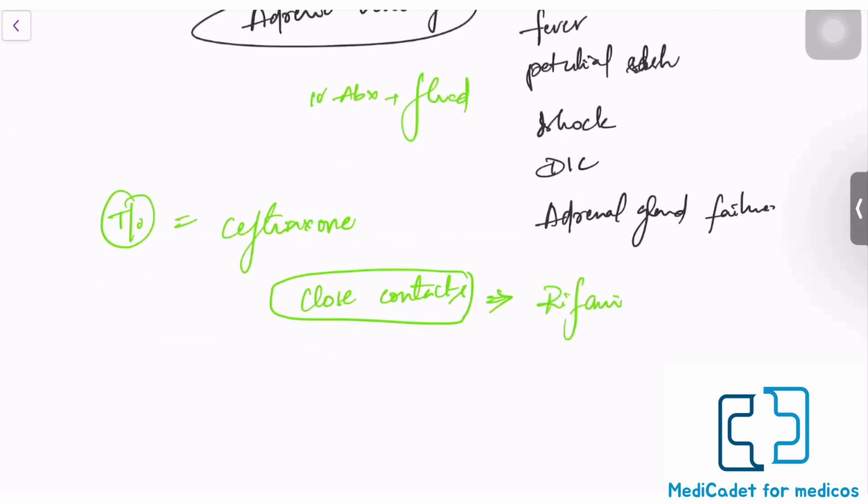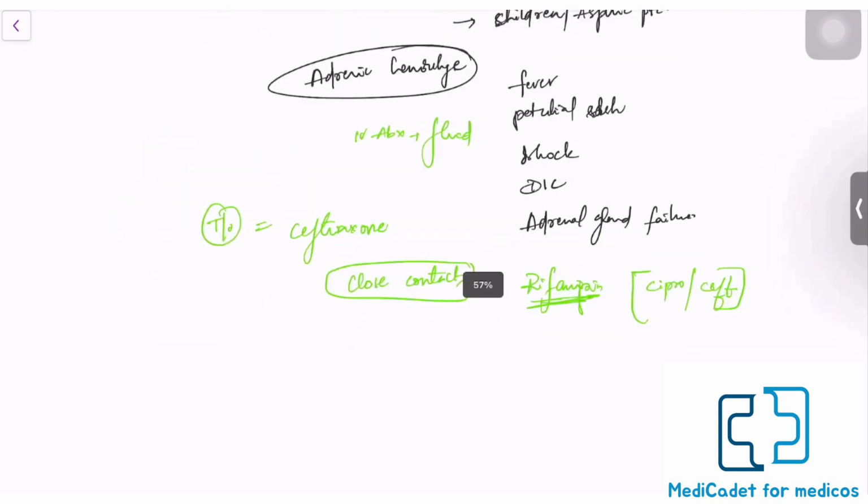If it is not available, you can even use ciprofloxacin or ceftriaxone also. But generally in Step 1, they'll test about rifampin only. In Step 2, they'll ask you about cipro or ceftriaxone also. These can also be used as prophylaxis if rifampin is not available or if there are any contraindications in a particular patient. Okay.